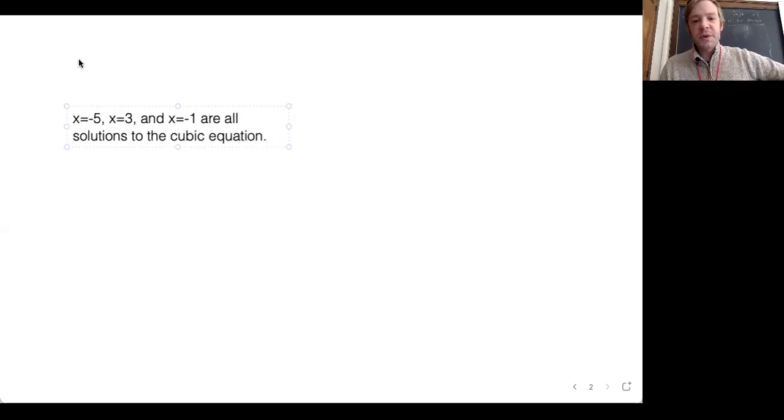Now you should notice here that we do have 3 solutions, and in general, there will be 3 solutions for all of your cubic equations. Now, some of those solutions might be the same number. Potentially, those solutions could be imaginary numbers as well, but there should, in general, be 3 solutions for every cubic equation.